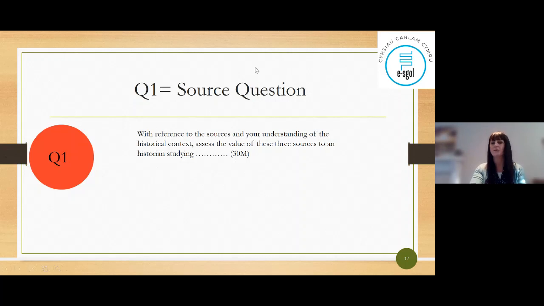So the stems of the questions will always stay the same. So the question is, with reference to the sources and your understanding of the historical context, assess the value of these 3 sources to an historian studying. Okay, now it depends on what the question is with regards to what they're going to focus on here, and it depends what your depth study is. But that stem of the question will never change and it will always be worth 30 marks.